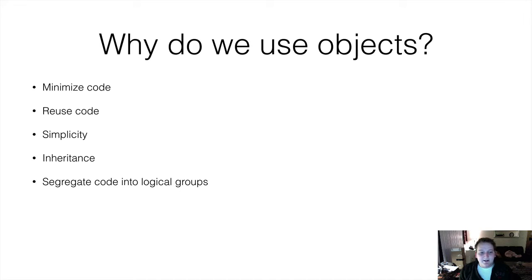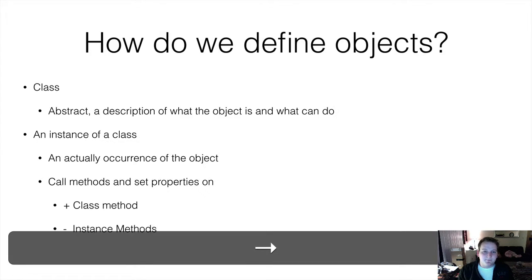And then lastly, we can segregate code into logical groups and keep these groups very small and isolated. So that way, when you change one object, it doesn't really affect the other objects. So it's a way for efficiency and minimize code duplication and keep everything really separate.